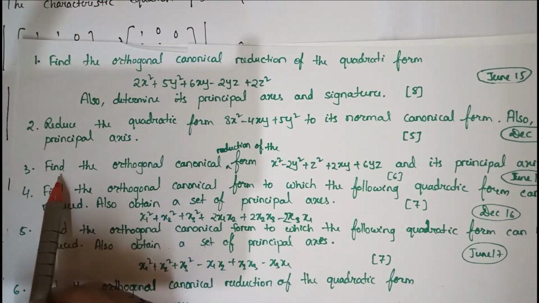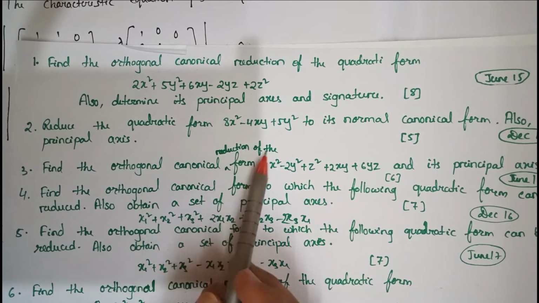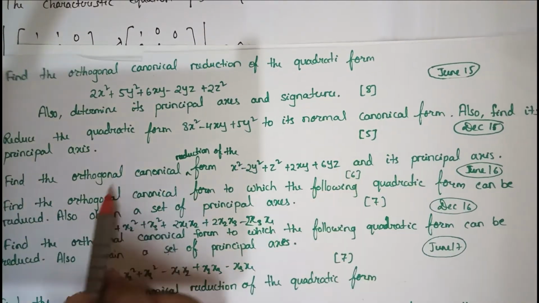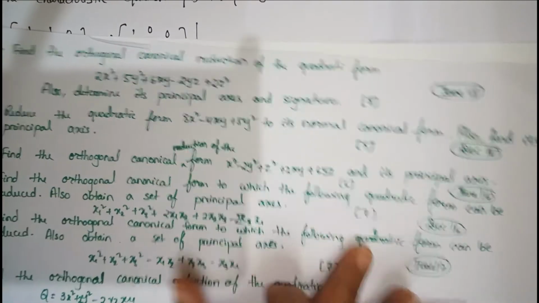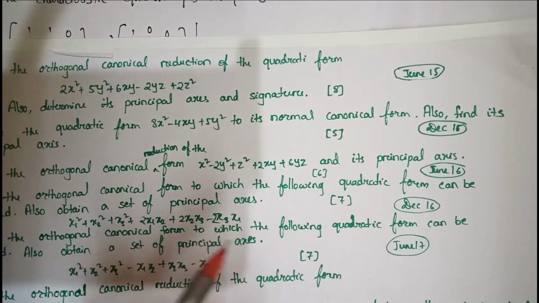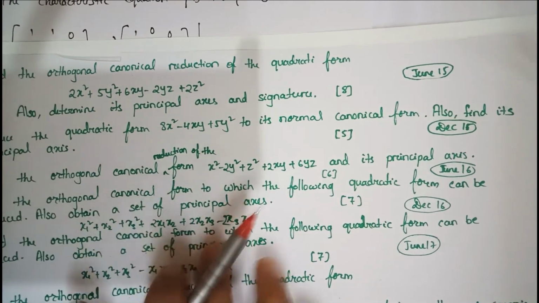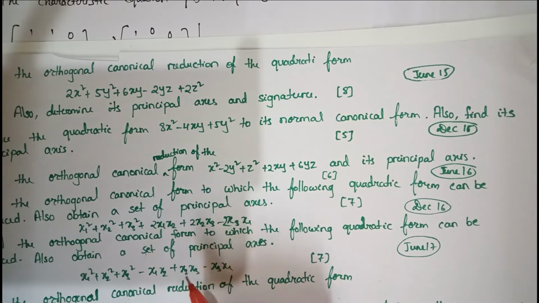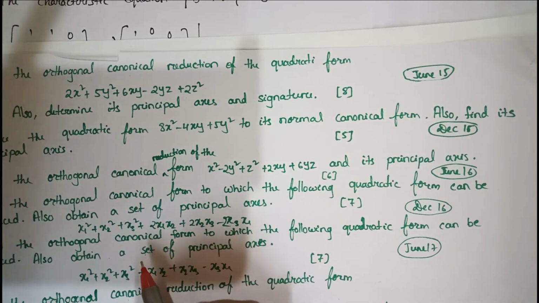So this is the third question. Find the orthogonal canonical reduction of the form and its principal axis. Look, this is very easy. One more thing I forgot, these are the marks, and these are the year and months. So this is the same thing, you can find it out. I'm just showing you the answer, and you can tally it with my answer.